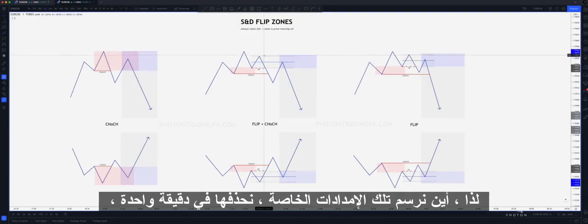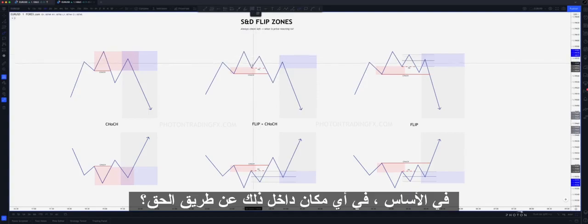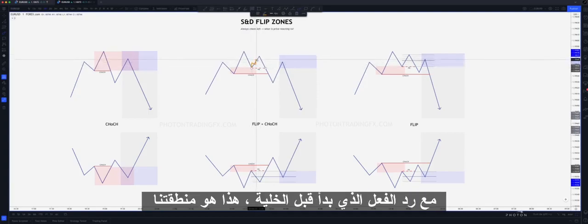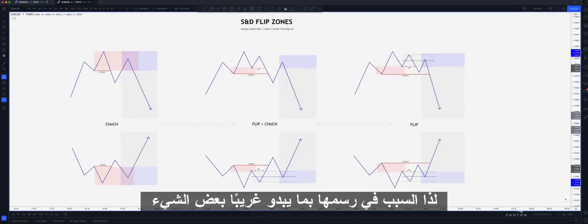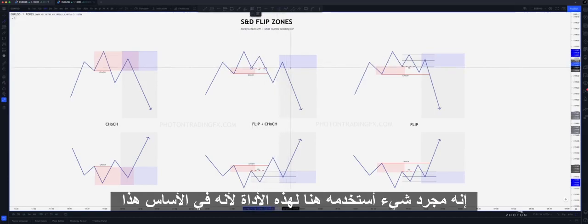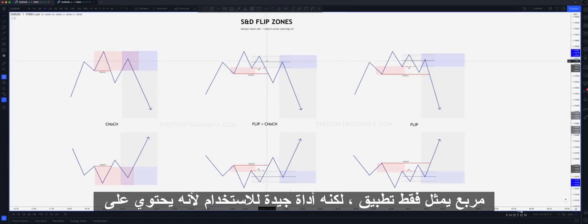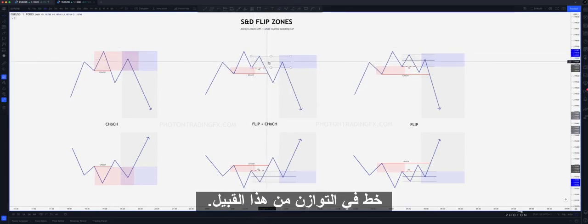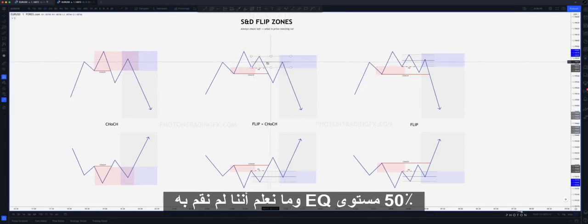So where do we draw that supply zone? I'll just delete this in a minute. Basically, anywhere within that buy, where the reaction started, that buy before the sell, is our supply zone. The reason I've drawn it with what looks like a bit of a weird box, which you guys might not have seen at this stage, is that it's a tool I use. This box just represents supply, but it's a nice tool because it has a line at the equilibrium, that 50% level, the EQ.